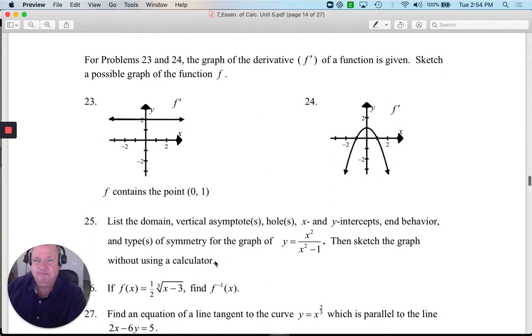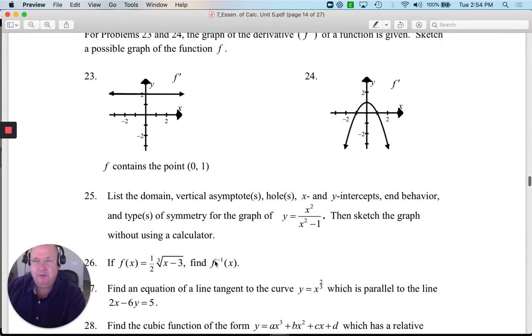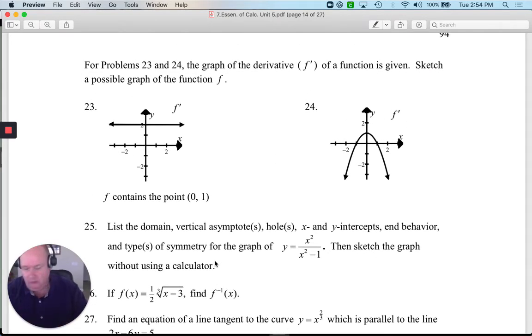23. I'm just going to finish this off. So these, I think, are review questions. Let's see how we do. So for these problems, the graph of the derivative is given. Sketch a graph of the function. I love these. So this is all about solving a puzzle.